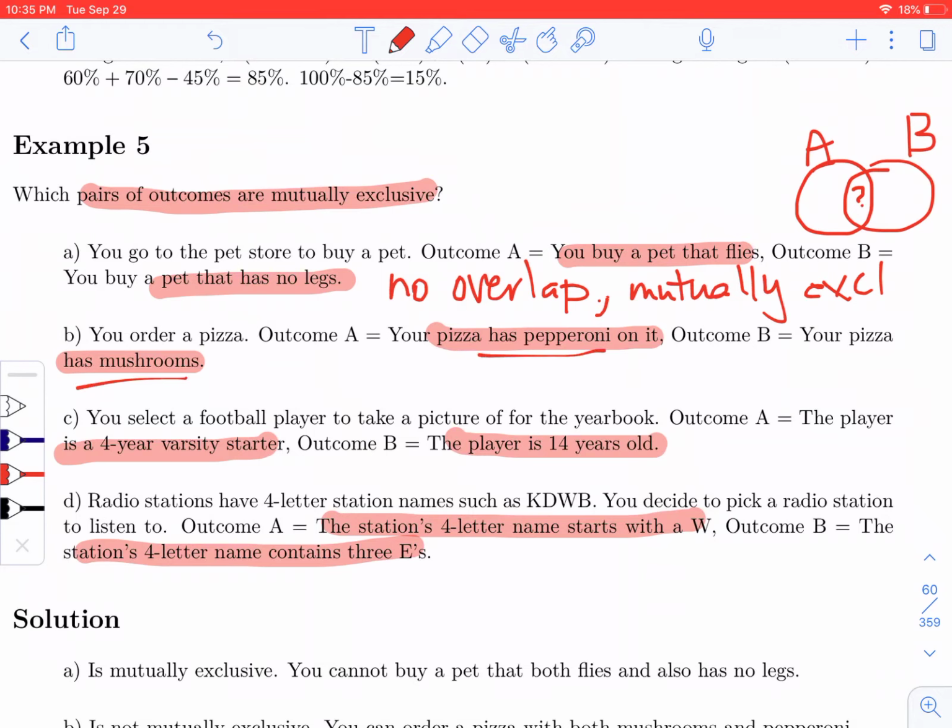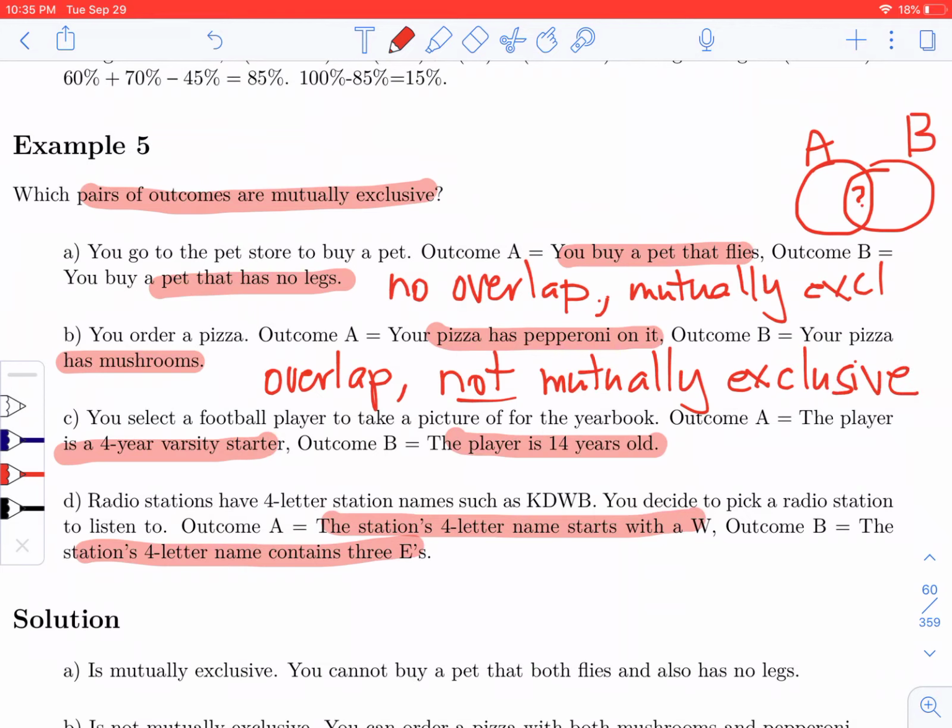Now, let's say you order a pizza on a Friday, and that pizza has pepperoni. Pizza has mushrooms. Okay? Is there overlap? Well, some people would say, no, you don't mix those things. But most of us say, yeah, you can mix pepperonis and mushrooms and have them on the same pizza. There is overlap. Clearly, there are people that commit this great sin. So these are not mutually exclusive.